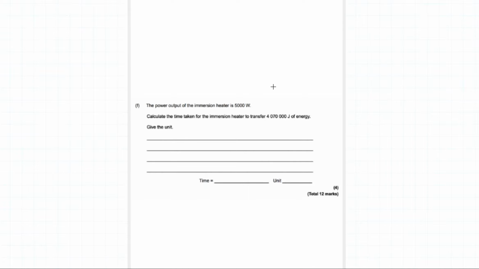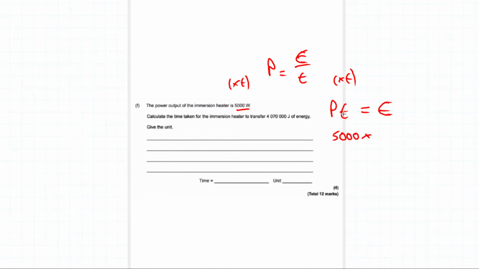Okay, so P equals energy over time, and we want to calculate the time taken. So we want to move time over to the left hand side. So we've got to times both sides by time. Times time with energy over time, so that will cancel on the right hand side, and we've just got power times time on the left hand side. So power times time is equal to energy. Oh no, I'm sorry, I've not read the question properly. So here we want to find time. So then we need to divide by power, because we want to move that over to the right hand side. So that ends up as time equals energy over power.